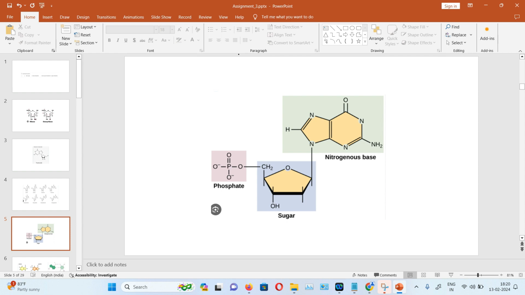The sugar plus nitrogen base is called a nucleoside. The sugar, nitrogen base, plus the phosphate group, all together, is called a nucleotide. The nucleotide is the building material of nucleic acid, which is the long chain genetic information carrying molecule.